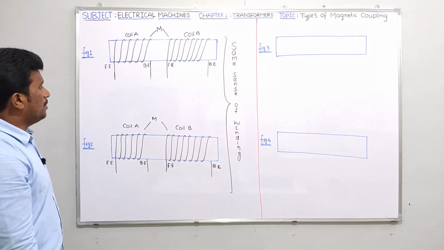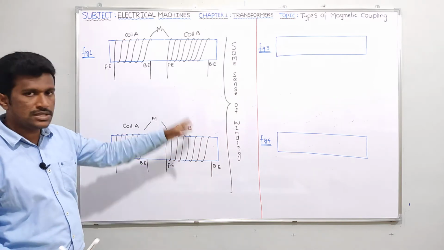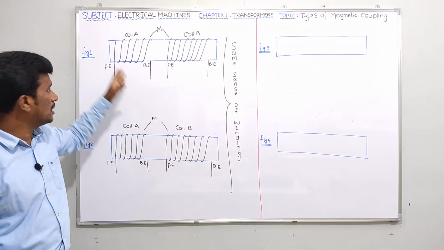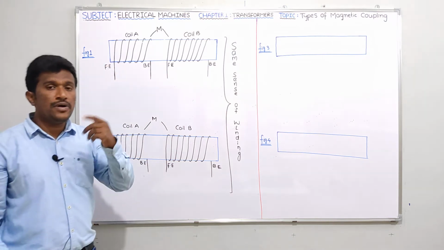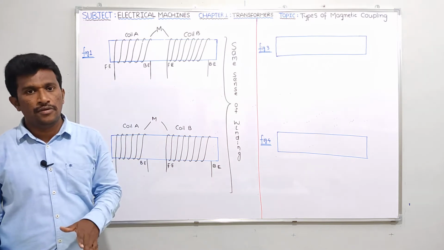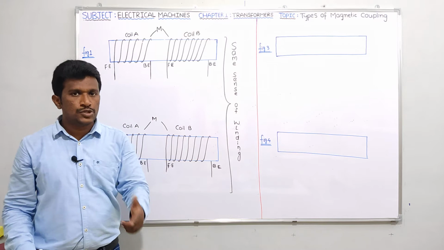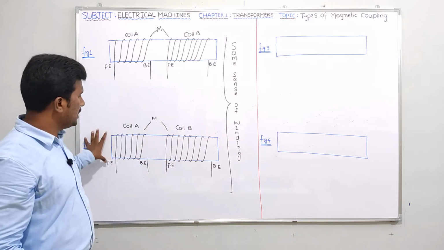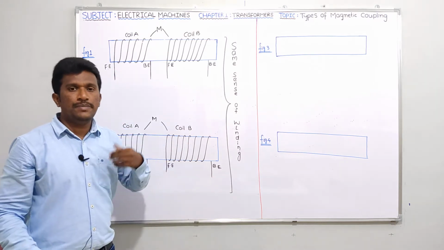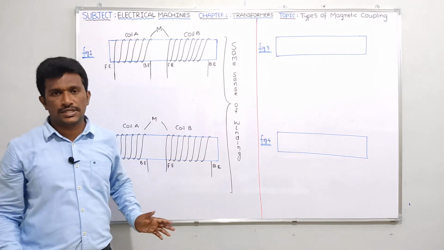Okay. Now tell me, I am asking one simple question. For the same sense of winding, like figure number 1 and figure number 2, the type of coupling can be changed. I can change the type of coupling for the same sense of winding also. This is the thing which I am just going to explain. So for that I have taken two figures having the same sense of winding, and let me show how the type of coupling will be changed. Is it clear?